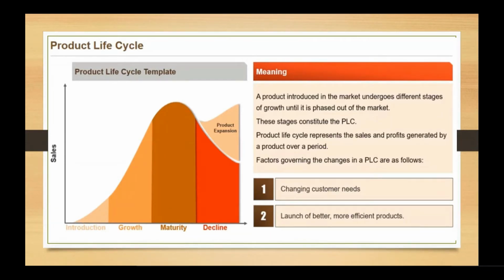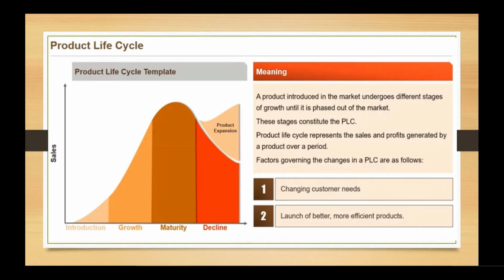Now there are two broad factors that govern the changes in a product's life cycle. That is, what are the reasons due to which a product moves through different stages during its lifetime. The reason number one, changing needs of the customer. As a customer, my needs, my wants keep changing. I want improvement in the products because I get fed up by using the same product again and again, due to which the sales of a product may decline. And so a product may move from one stage of its life cycle to another stage of its life cycle.